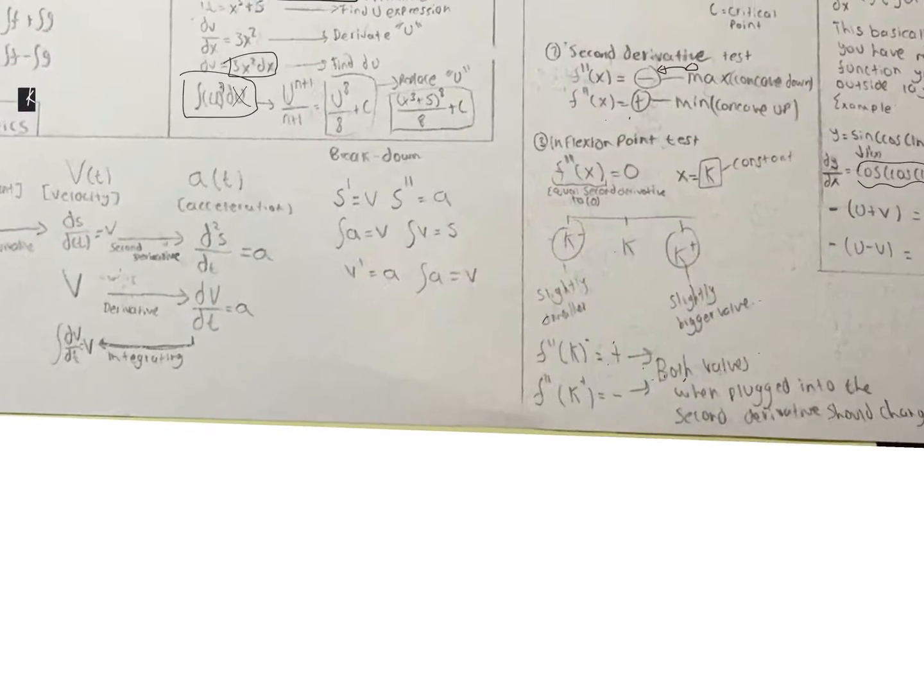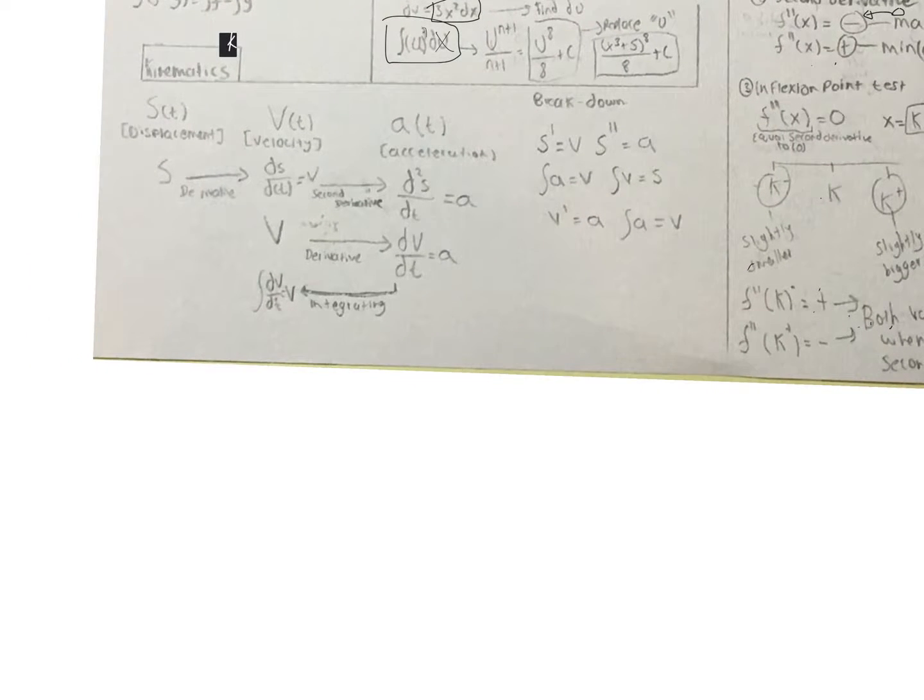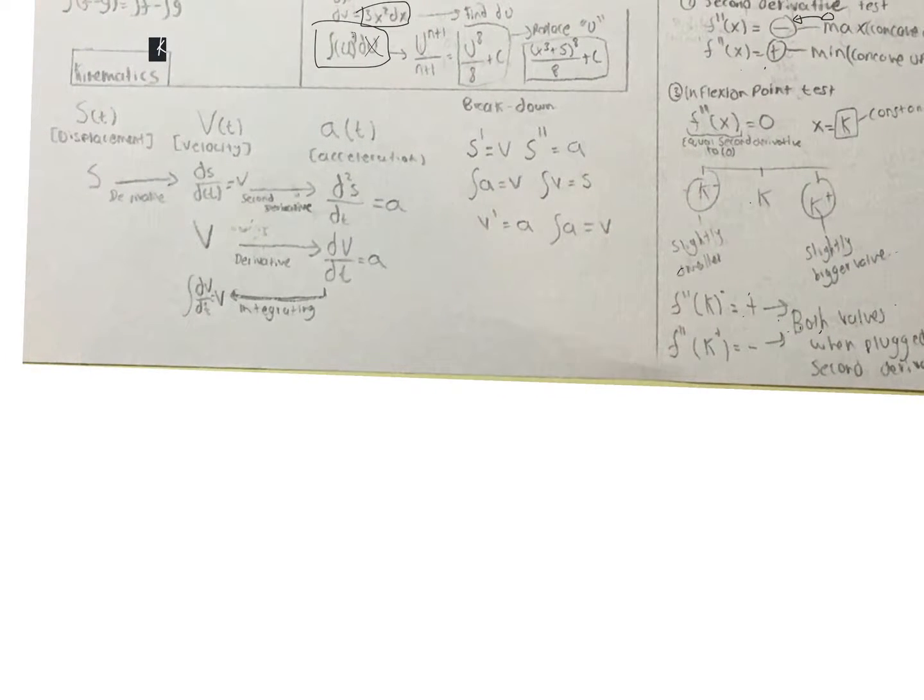Now let's go with kinematics. This is just a way to use derivatives and integration in real life. What happens if we derive displacement? We get velocity. The second derivative of displacement will give us acceleration. The derivative of velocity will give us acceleration. Now the integration of acceleration will give us velocity, and the integration of velocity will give us displacement.